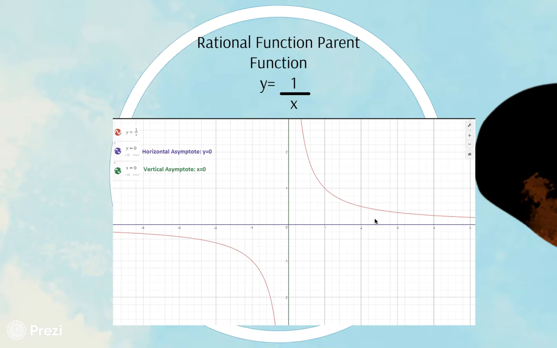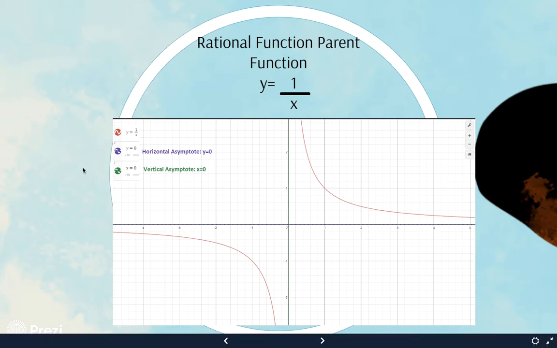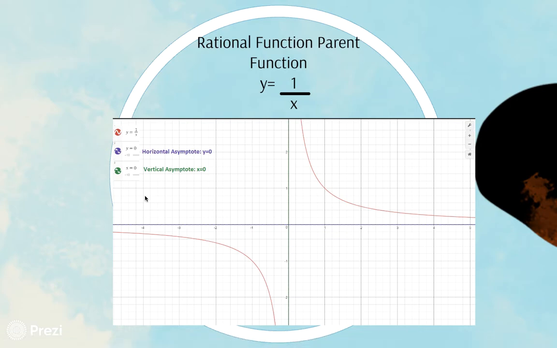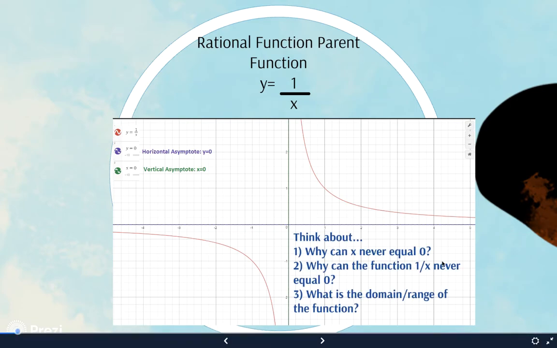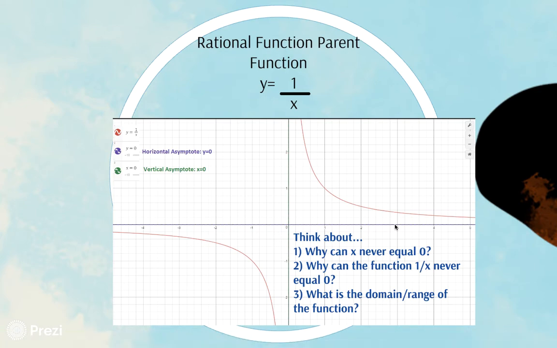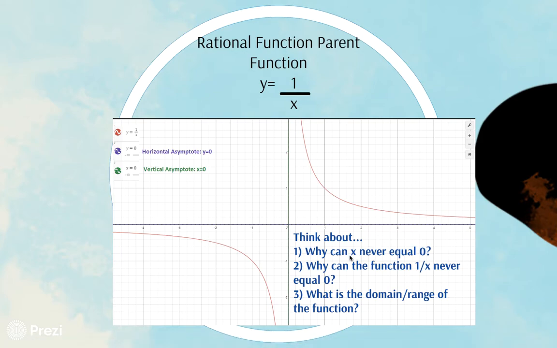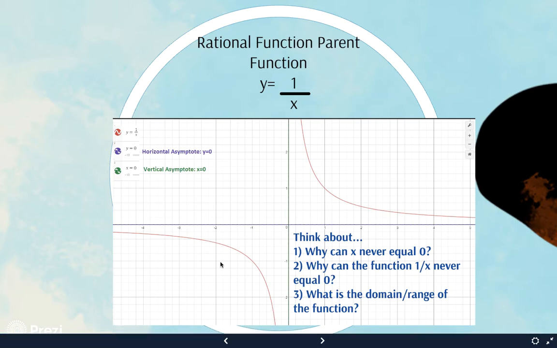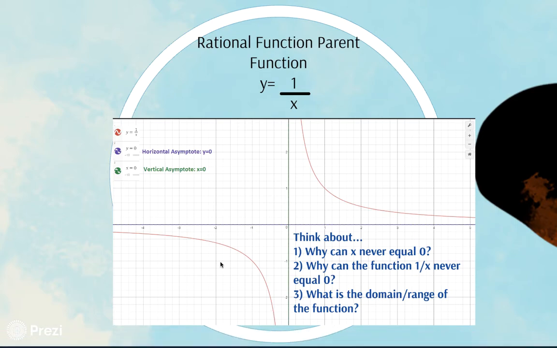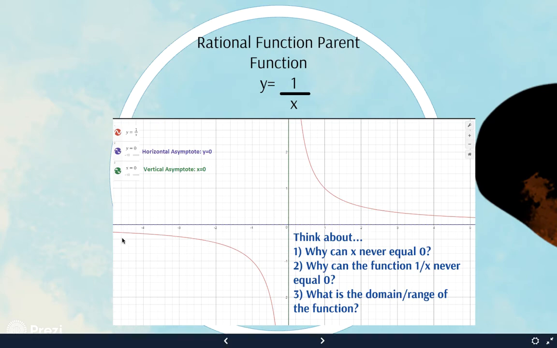Now, let's think about this. Why does a graph that's 1 over x have a horizontal and vertical asymptote at y equals 0 and x equals 0? In class, I got you guys to think about these questions, but I'll go over it again in case you forgot or you were not there. So why can x never equal 0? We have vertical and horizontal asymptotes because the graph can never equal those values. It gets super close to the x-axis and super close to the y-axis, but it can't touch it.